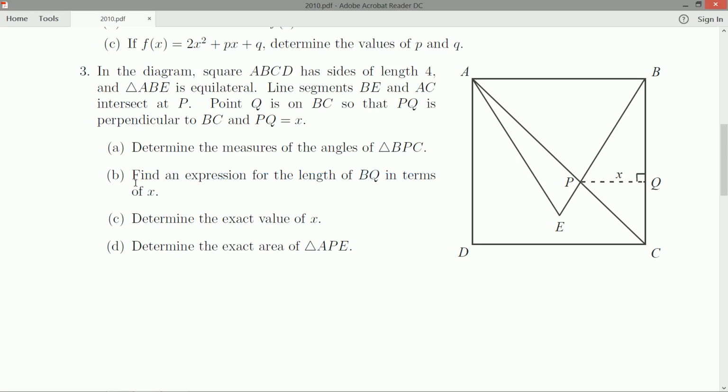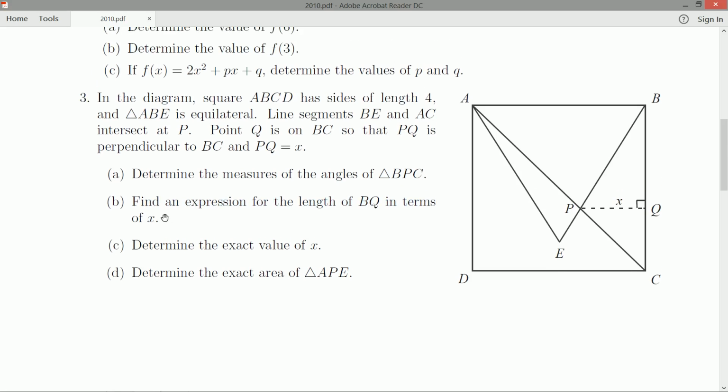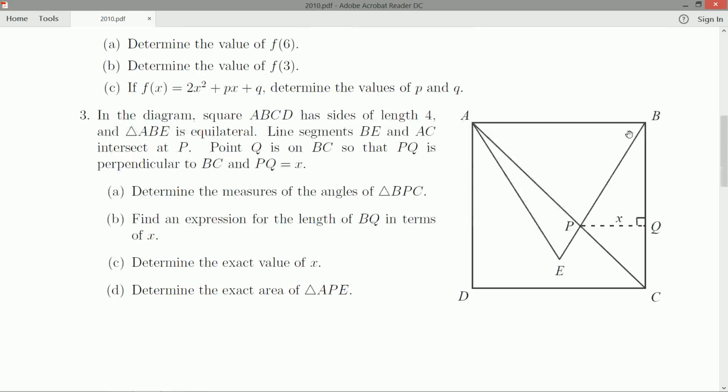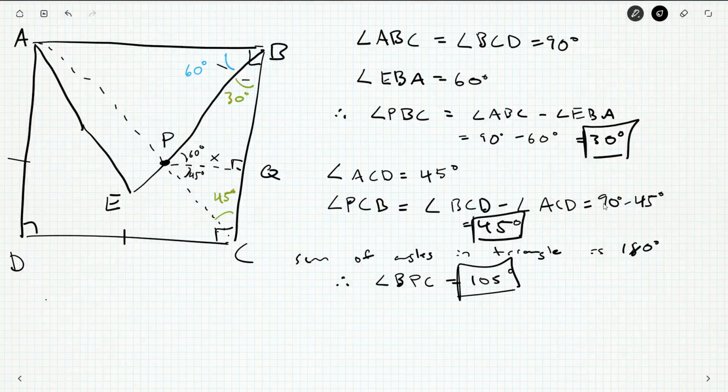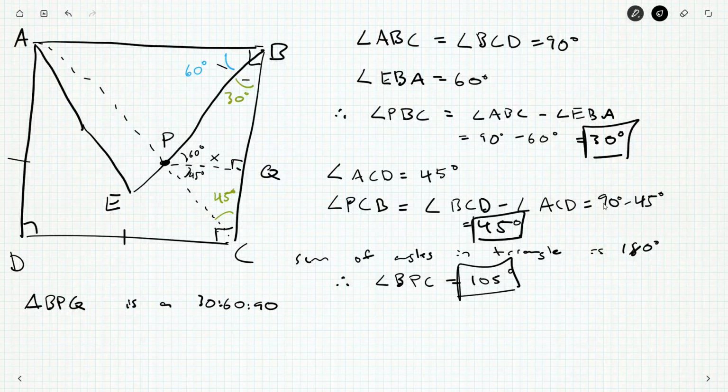Okay. So, what sort of expression would we have? Well, it's a little vague. I'm not going to lie on that one. But it's a grade 11 contest, so I think we could very quickly snatch this up with some trigonometry. So, BPQ is a 30, 60, 90 triangle, as we often call them.